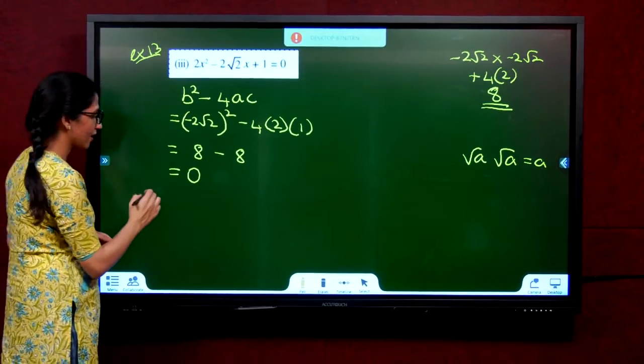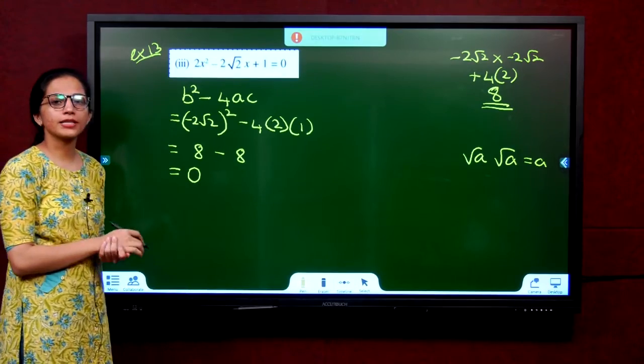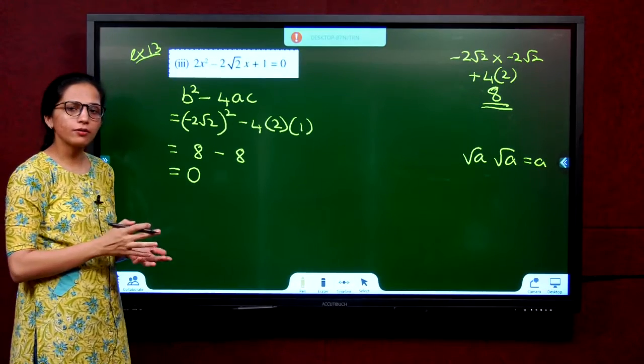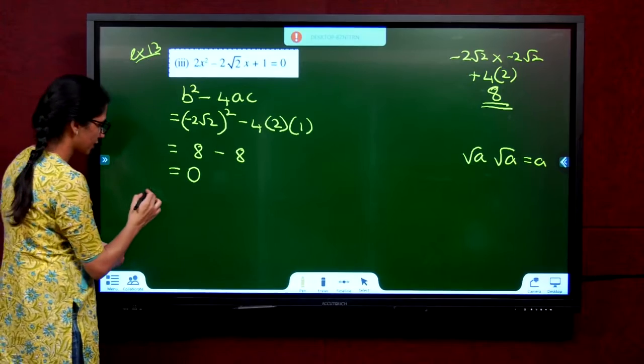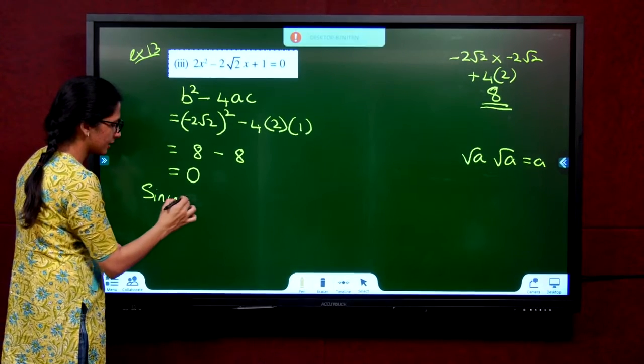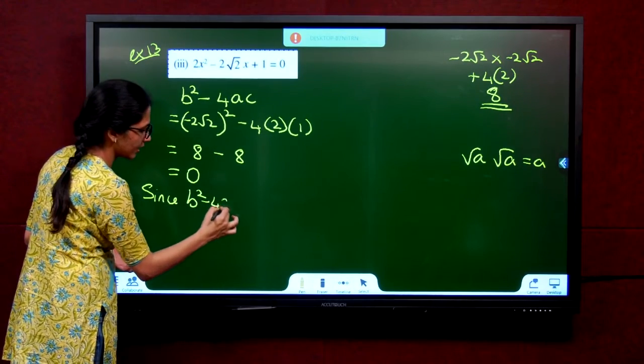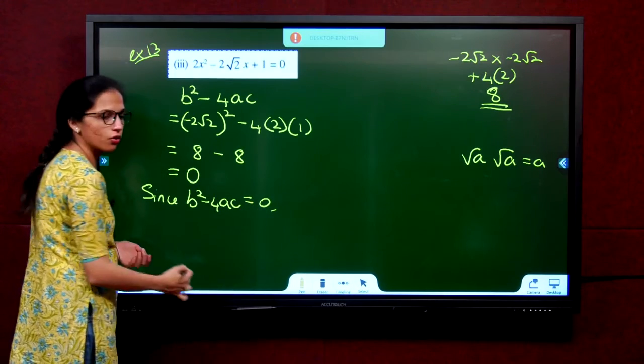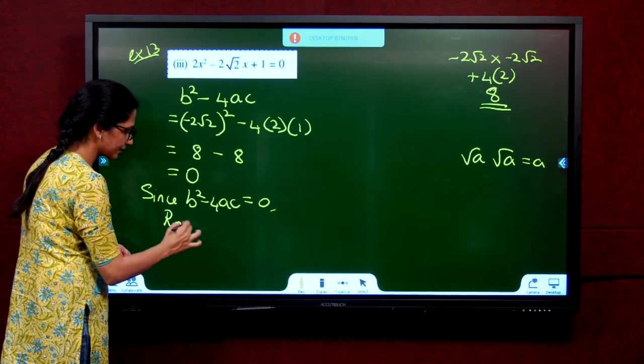Do the roots exist? Yes, they do. Why? Because b² − 4ac should be greater than 0 or equal to 0 for the roots to exist. So we can write one statement: since b² − 4ac is equal to 0, roots exist.